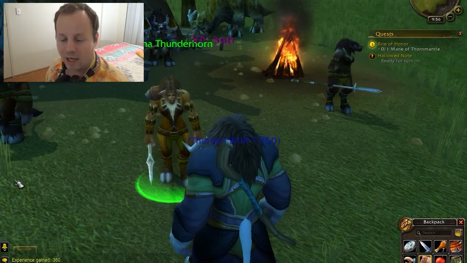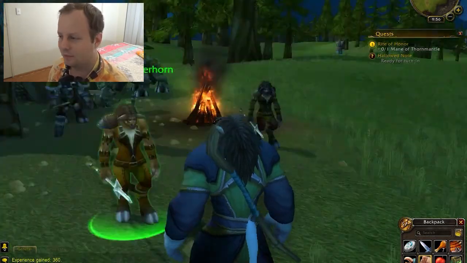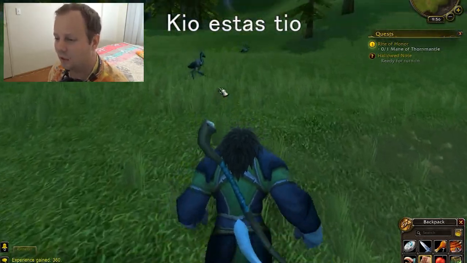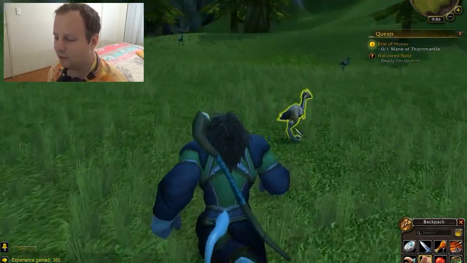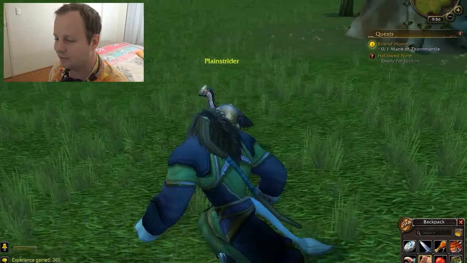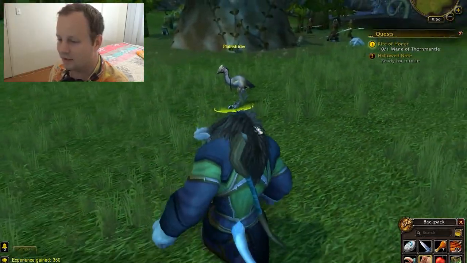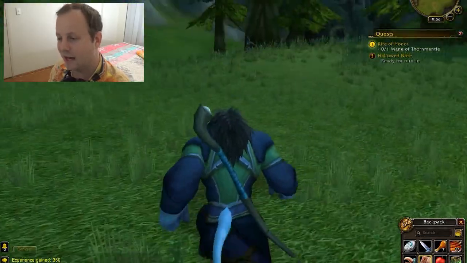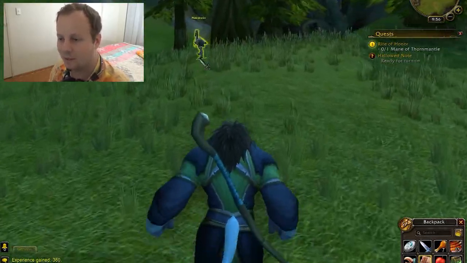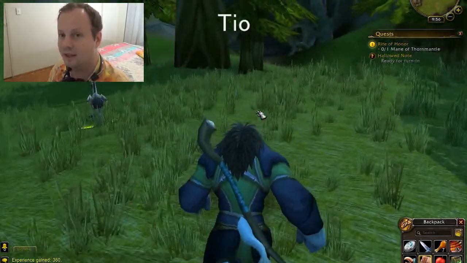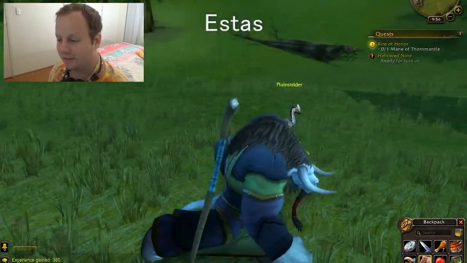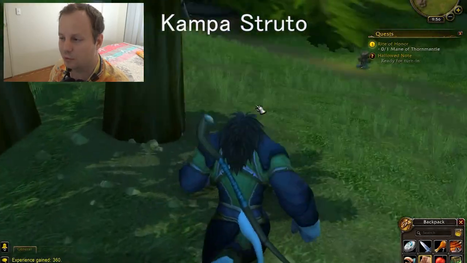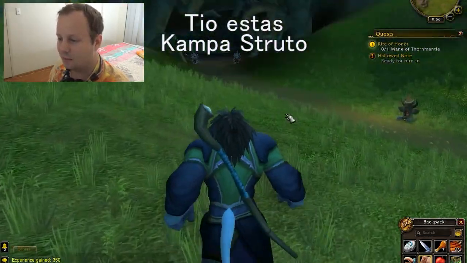So, how would you say what is that? It is kio estas tio. Kio estas tio. So if, for instance, I'm pointing at this plane strider here and I'm saying what is that, you say kio estas tio, then what would the response be? You'd basically say that is a plane strider. So the word for that is tio. The word for is is estas. And we know what plane strider is. It is campastruto. So tio estas campastruto.